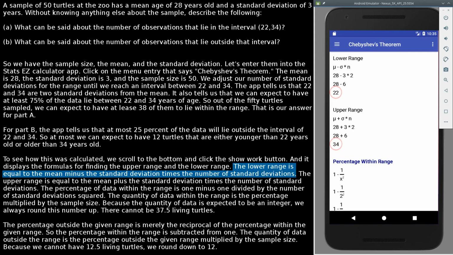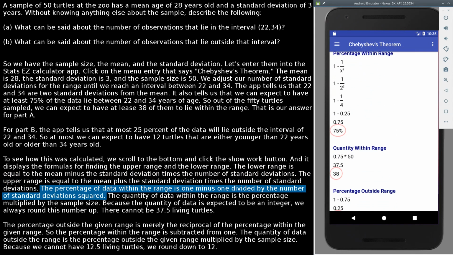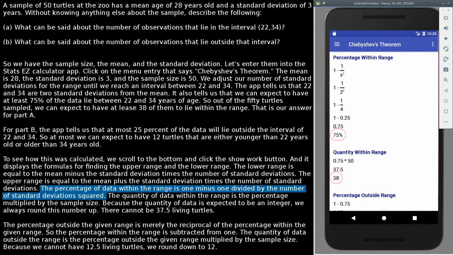The lower range is equal to the mean minus the standard deviation times the number of standard deviations. The upper range is equal to the mean plus the standard deviation times the number of standard deviations. The percentage of data within the range is 1 minus 1 divided by the number of standard deviations squared. The quantity of data within the range is a percentage multiplied by the sample size. Because the quantity of data is expected to be an integer, we always round this number up. There cannot be 37.5 living turtles.